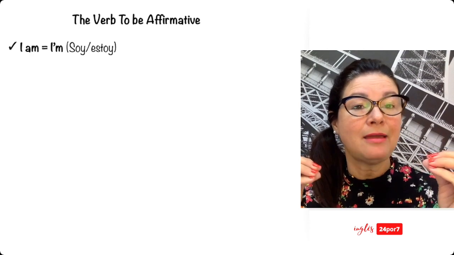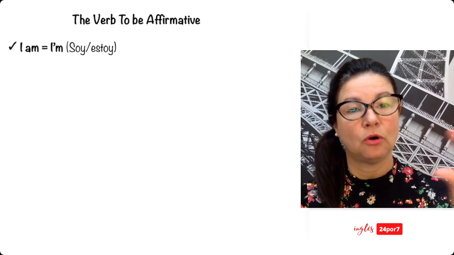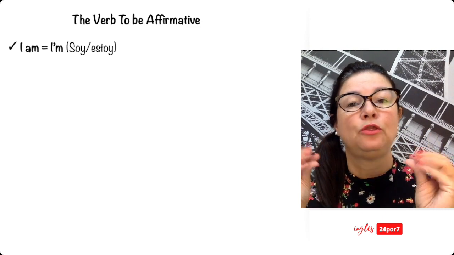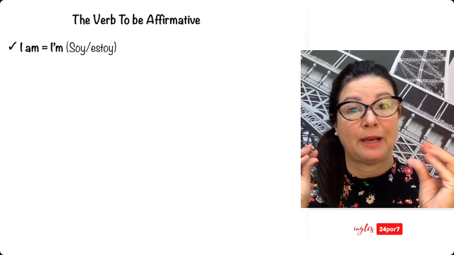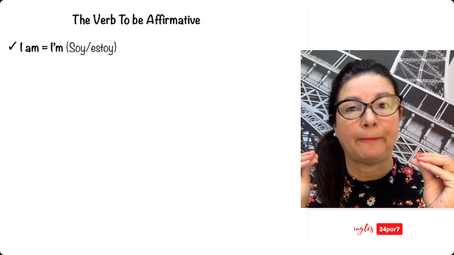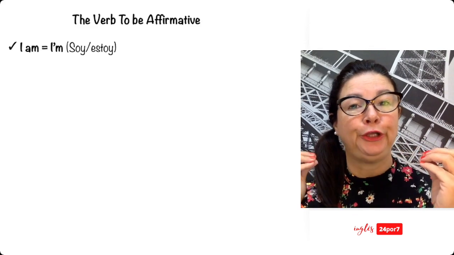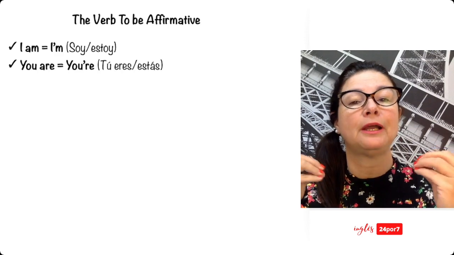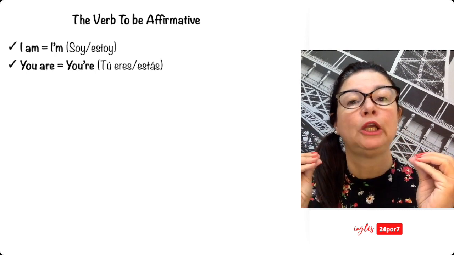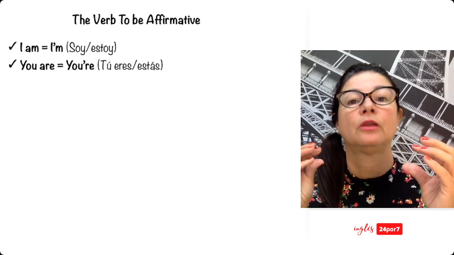Mira, el I combina con am. Entonces, aquí se puede decir the long form, I am, o the short form, I'm. Repeat. I am. No am, hay que cerrar la boca, porque cuando las palabras terminan en M, se cierra la boca en inglés. I am. I'm. You combina con are. Long form, you are. Short form, you're. Let's repeat. You are. You're.